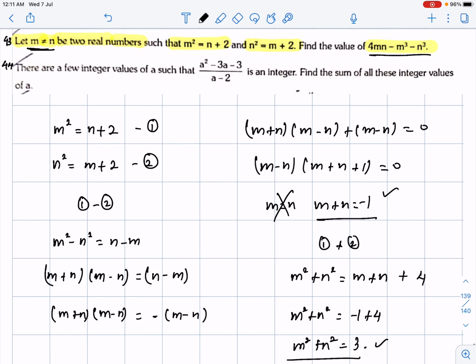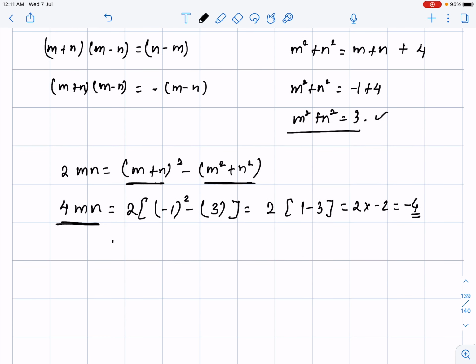We want the value of 4mn minus m cube minus n cube. So 4mn minus m cube plus n cube it will become, and that can be written by me as 4mn minus m plus n multiplied by m square minus mn plus n square it will be.